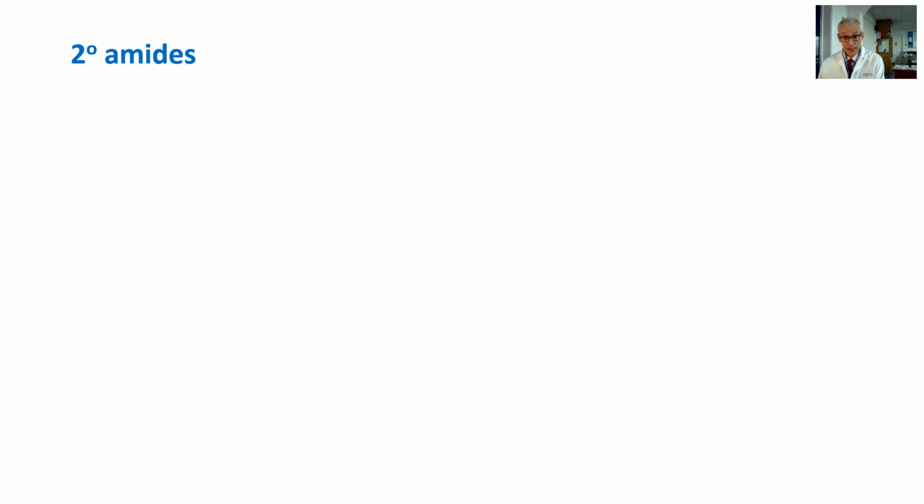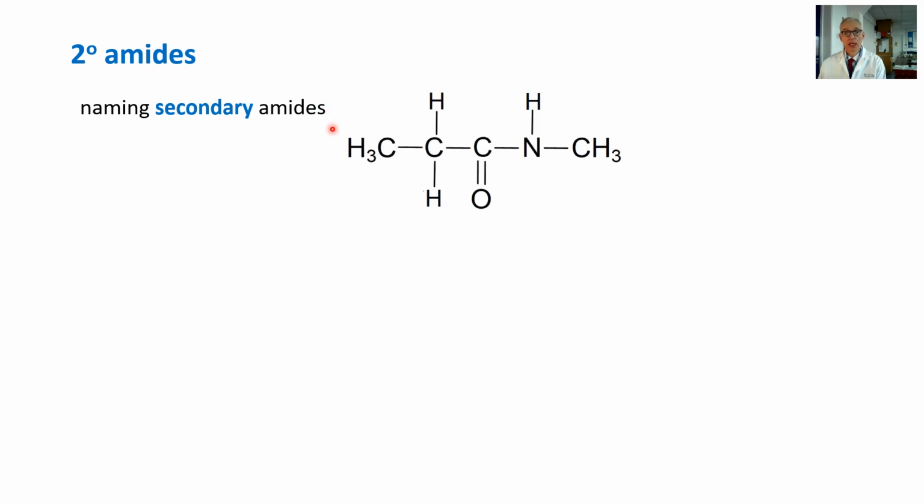So let's look at secondary amides. In fact, OCR A doesn't require knowledge of tertiary, so I'm going to limit it to secondary. Let's start with naming secondary amides, looking at an example. Here is a secondary amide. Hopefully it's clear why it's a secondary amide. The nitrogen is directly bonded to two carbons via single covalent bonds. So nitrogen single bond carbon, nitrogen single bond carbon. It's an amide because the nitrogen is directly bonded to a carbon of the carbonyl group.